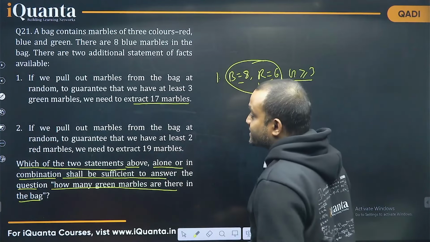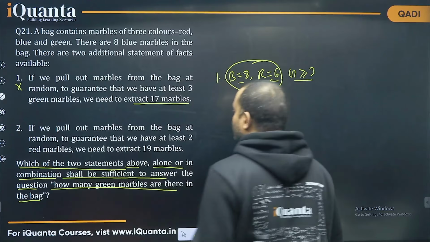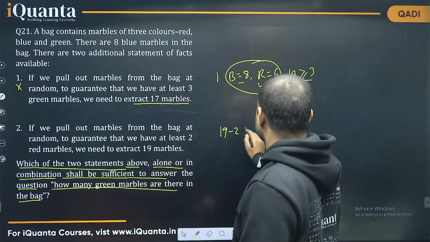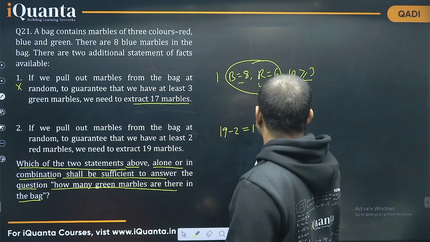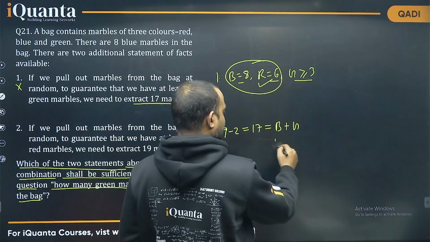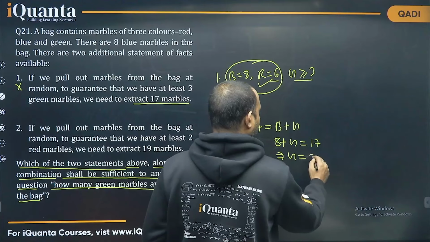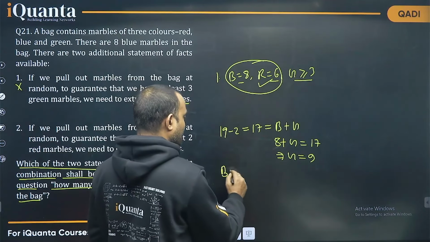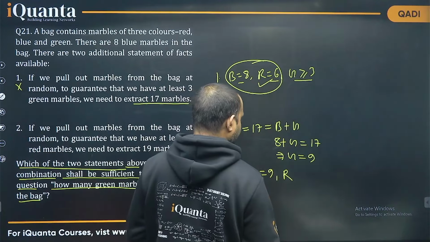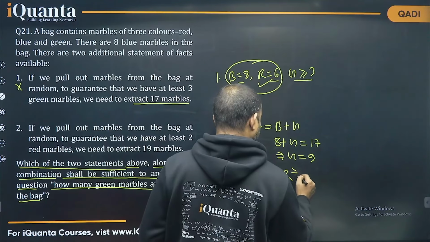Now statement 2: if we pull out marbles from the bag at random, to guarantee that we have at least 2 red marbles, we need to extract 19 marbles. 19 minus 2 is equal to 17. This should be the number of blue marbles plus the number of green marbles at worst. Blue is 8, so 8 plus green should be equal to 17, or we can say green is equal to 9. So we have the number of blue marbles as 8, the number of green marbles as 9, and the number of red marbles is at least 2, right? It says at least 2, so greater than or equal to 2.